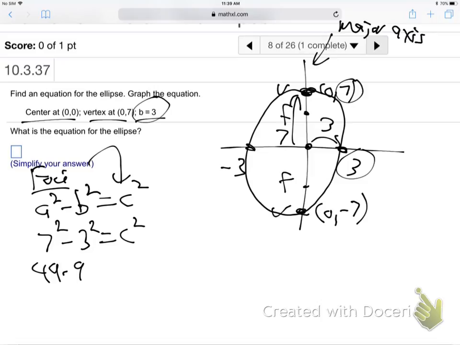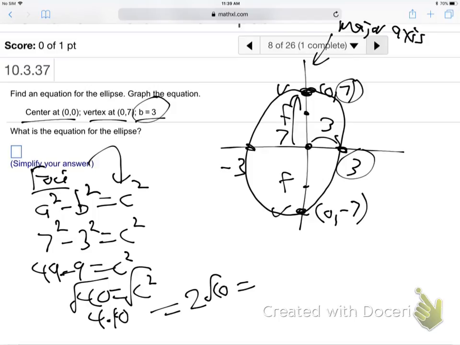So 49 minus 9 is C squared. 40 is C squared. Root of 40. That's 4 times 10. Square root of 4 is 2. 2 root 10. C is 2 root 10. And we're done. You can answer all their questions based on that. Is that okay?